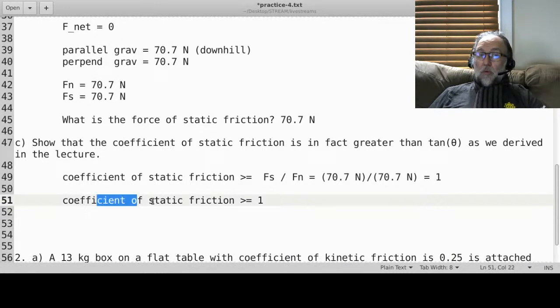All right, and so it could be 2, it could be 10, it could be 100. It could be 1.1. As long as it's bigger than 1, the box will not slip downhill. It can't be 0.9, then it would slip. It can't be 0.7 or anything like that.